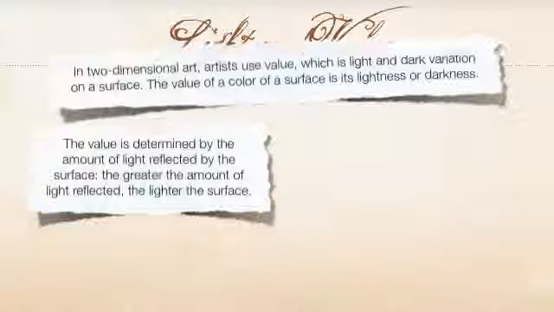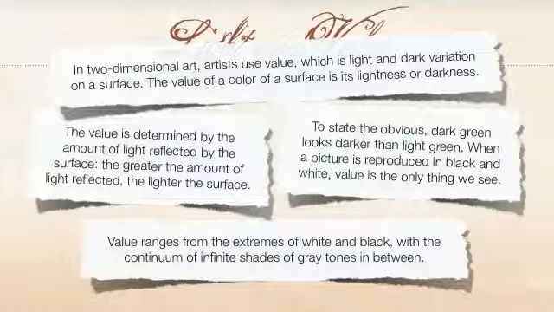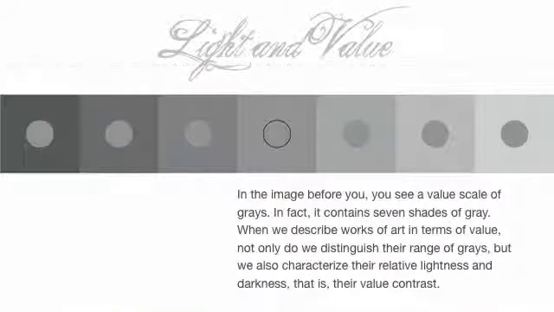The value is determined by the amount of light reflected by the surface. The greater the amount of light reflected, the lighter the surface. To state the obvious, dark green looks darker than light green. When a picture is reproduced in black and white, value is the only thing we see. Value ranges from the extremes of black and white, with a continuum of infinite shades of gray tones in between. In the image before you, you see a value scale of grays. In fact, it contains 7 shades of gray.